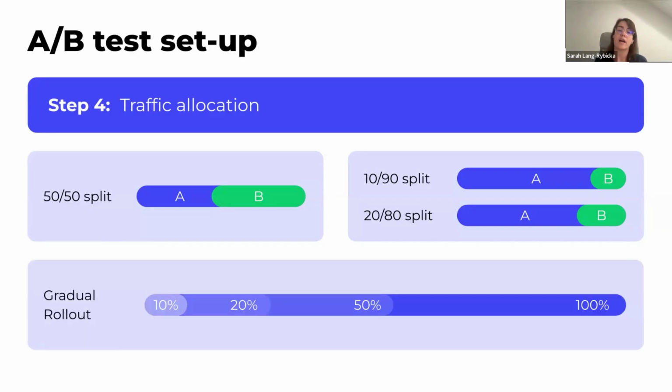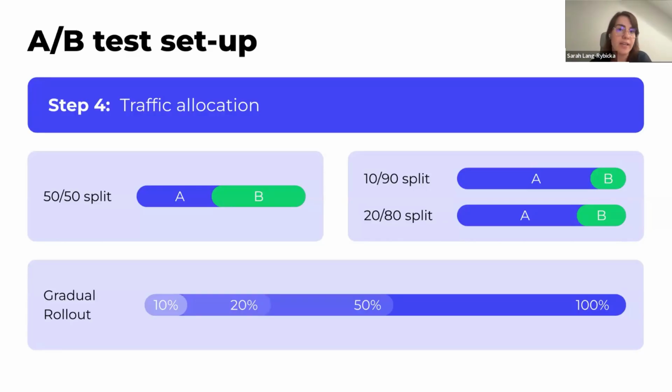And then if you are confident that your new variation will perform quite well, but you still want to test cautiously, you can go for a gradual rollout. So start small with a lower percentage of traffic going to the new version, and then increase traffic as you gain confidence in the results. So 2 things to keep in mind.